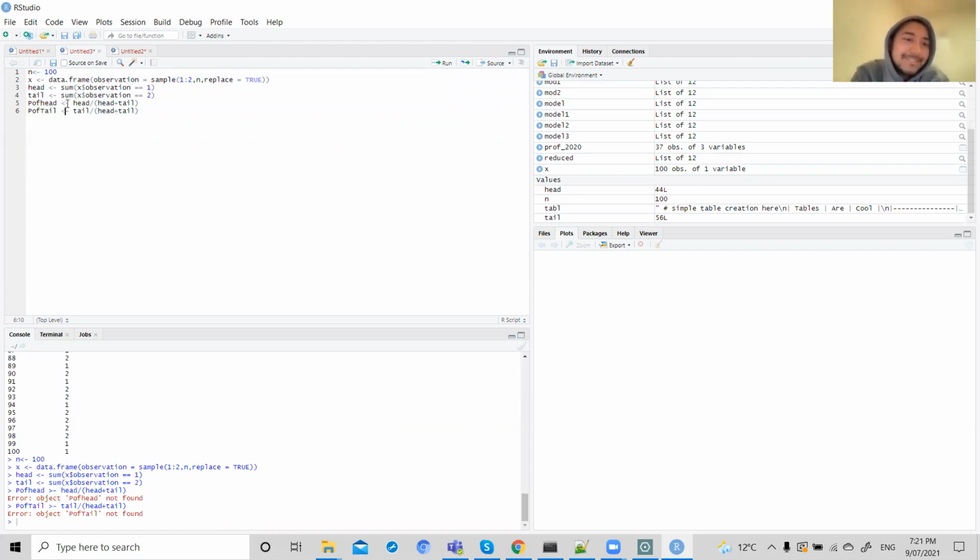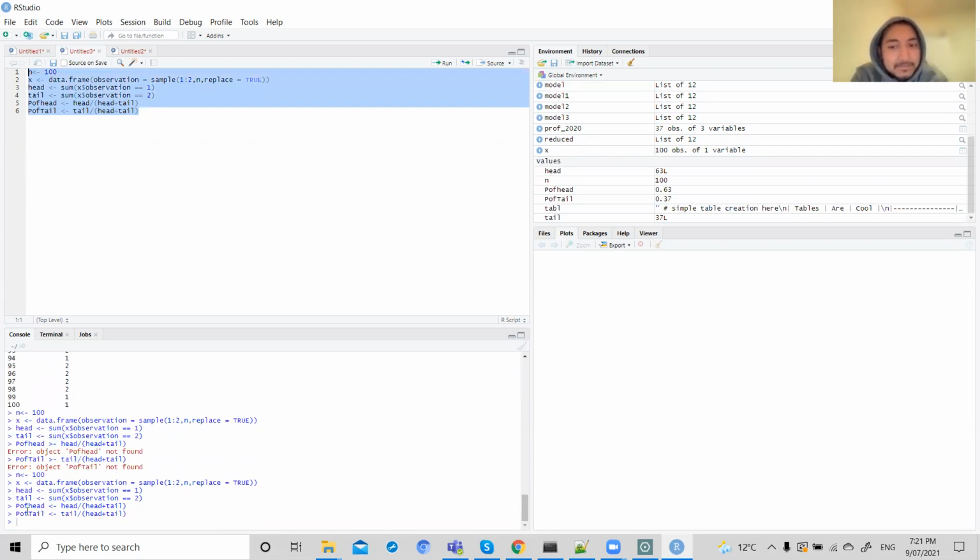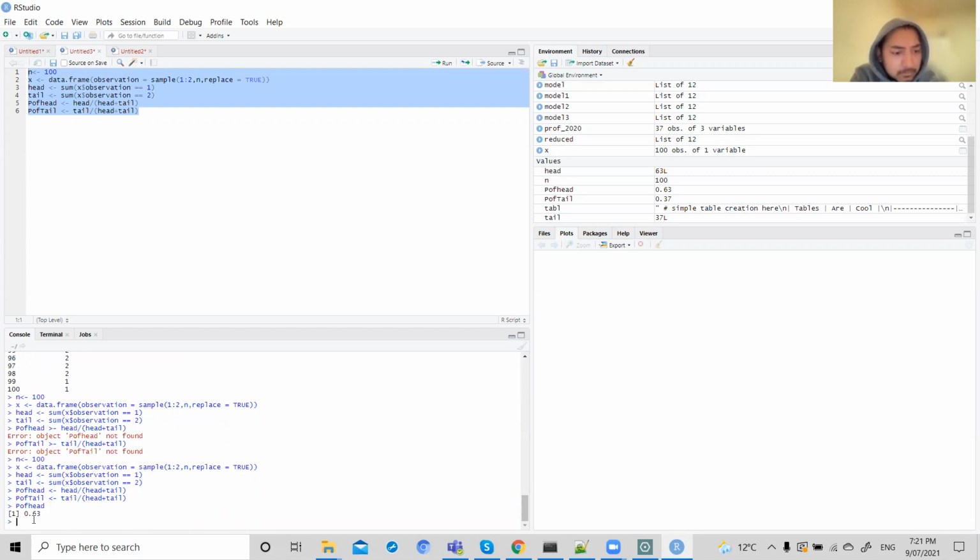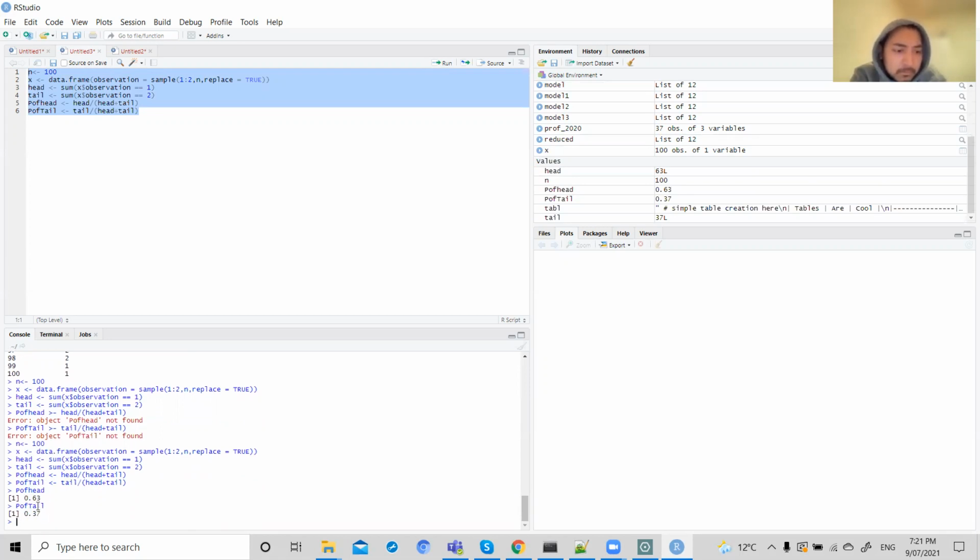So if you run this, now if you check the probability of head, it is 0.63, and your probability of tail is 0.37. So let's increase to 1000.